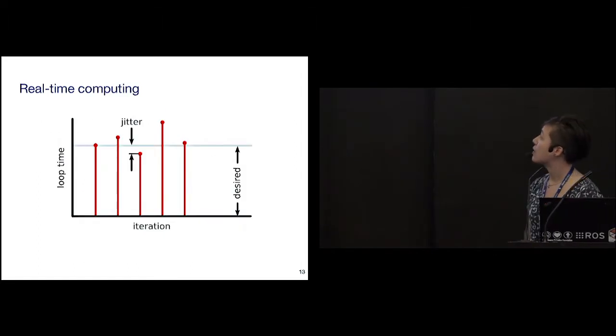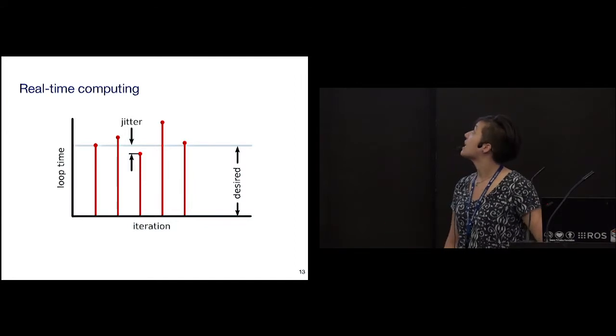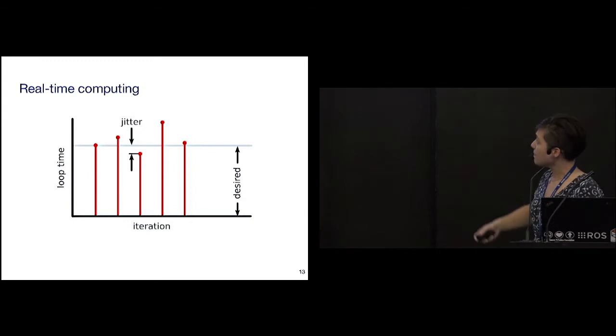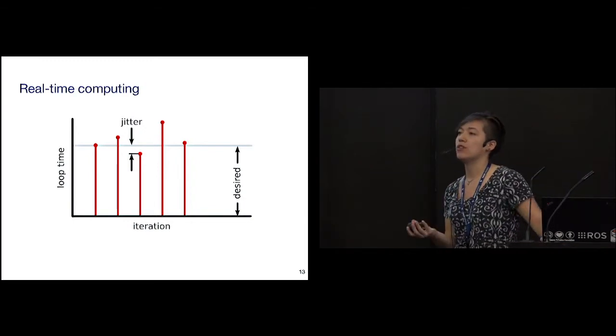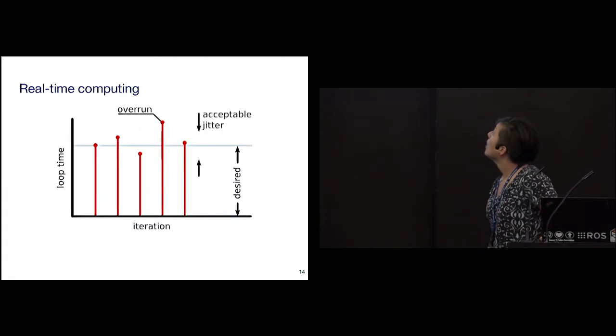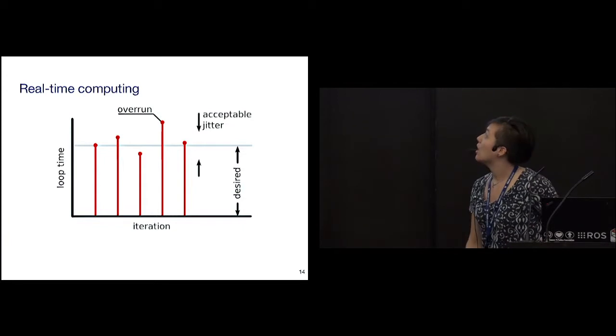Here is a nice visual representation of this, and some terminology. The deadline is often this desired constant update rate, and you're going to have an allowable margin of error, which is usually called the jitter. And some people call exceeding the jitter an overrun.